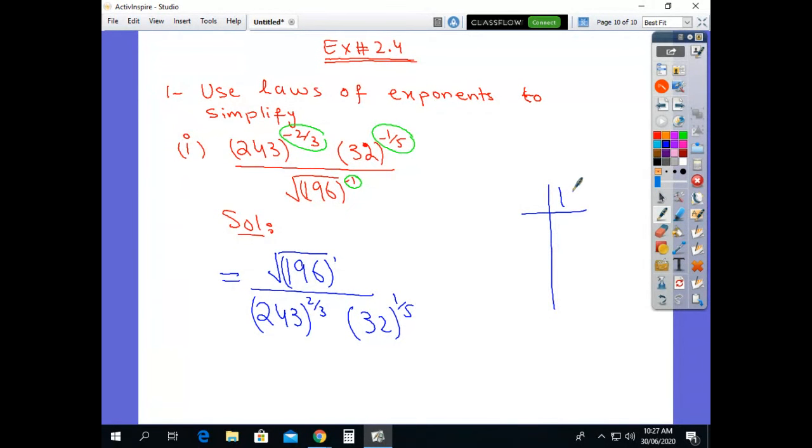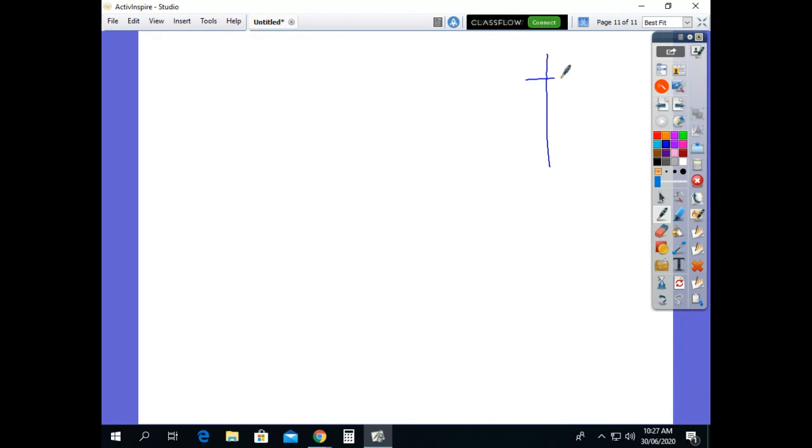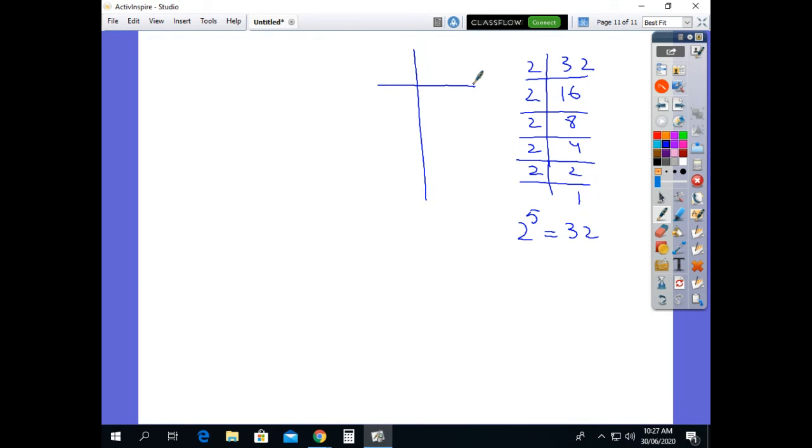Now, we see here 196. If we multiply 14 with 14, it becomes 196. That is, the square of 14 is 196. And then if we make a pair of 32, it becomes 16, 8, 4, 2 and 1. That is, 2 raised to power 5 is equal to 32. Similarly, if we make a pair of 243, on the 3 table it becomes 81, again 27, again 9, then 3, at last 1.